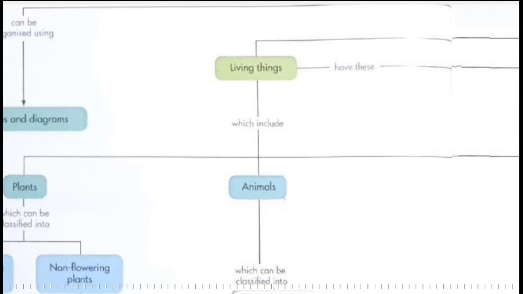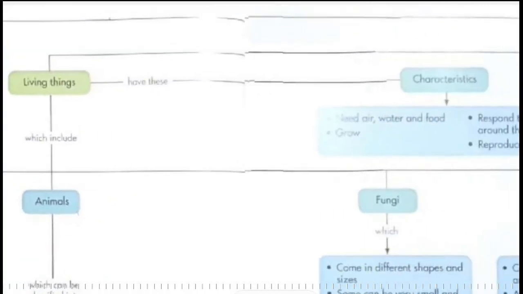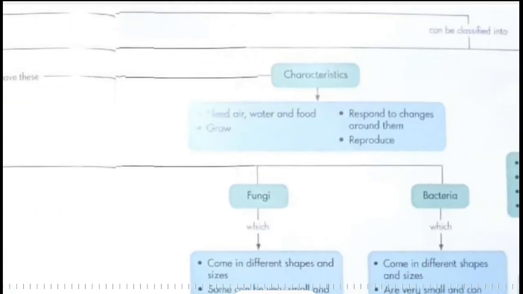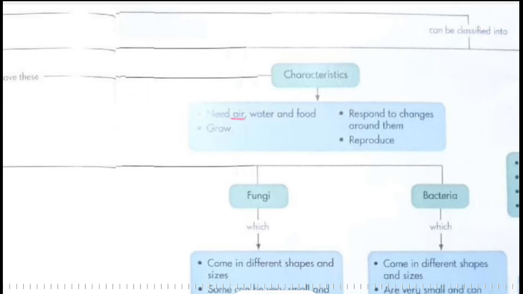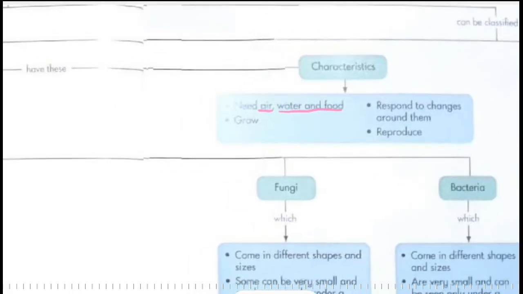Look at the living things. They have these characteristics. They need air, water, and food. They respond to changes around them. For example, when the environment is cold, the boy is shivering. And they grow, like the baby girl grew into a big girl. They reproduce. For example, a female platypus gives birth to young alive.